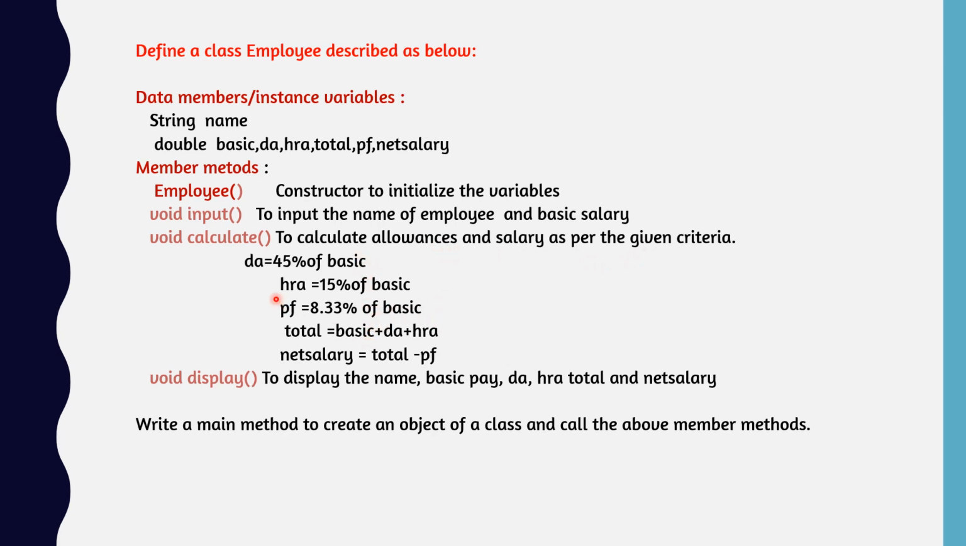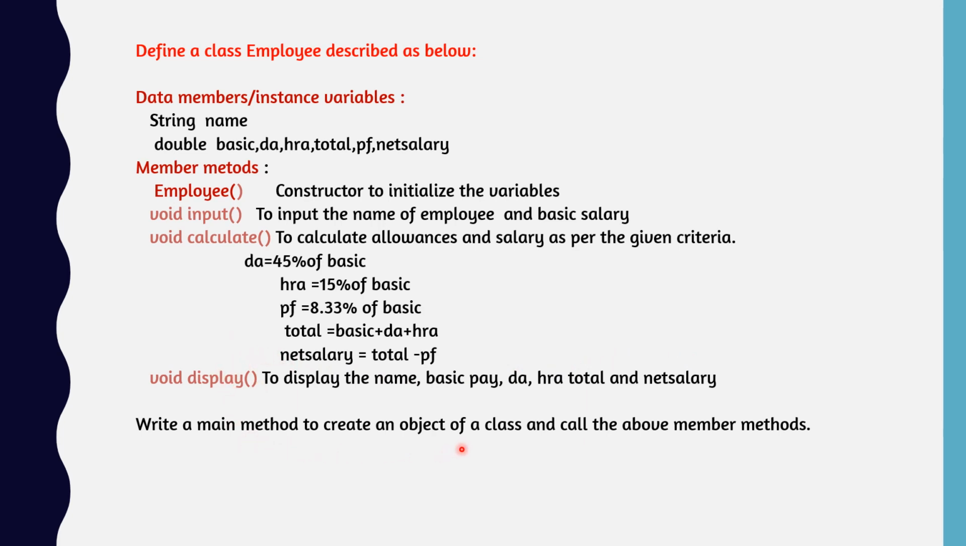Criteria is given. DA is 45%, HRA is 15% of basic, PF 8.33%, total is equal to basic plus DA plus HRA and net salary is total minus PF. So we have to use these criteria for finding DA, HRA, PF, total and net salary. And we will find this in the function calculate. Void display to display the name, basic, DA, HRA and net salary. All the display or printing will be done in the function display.